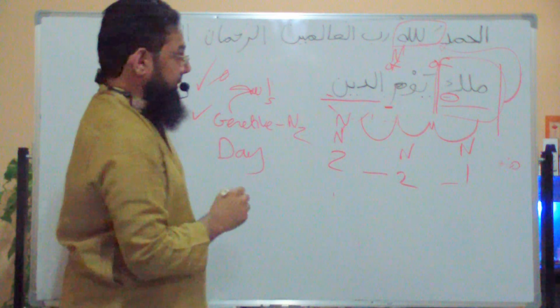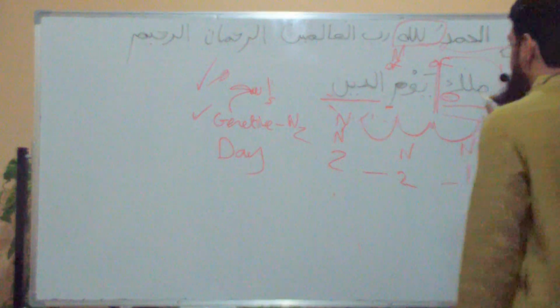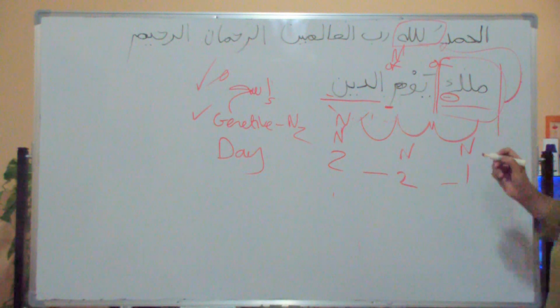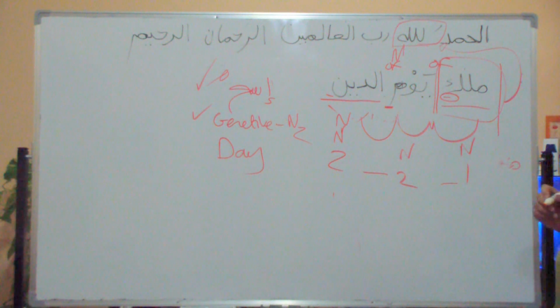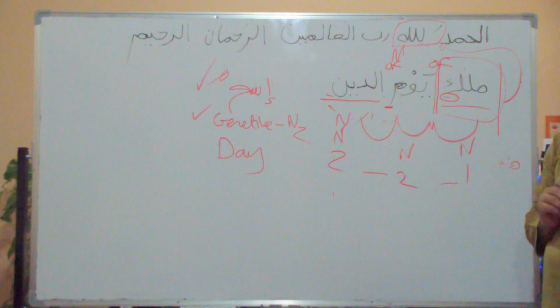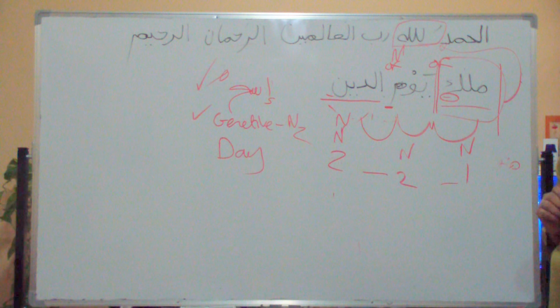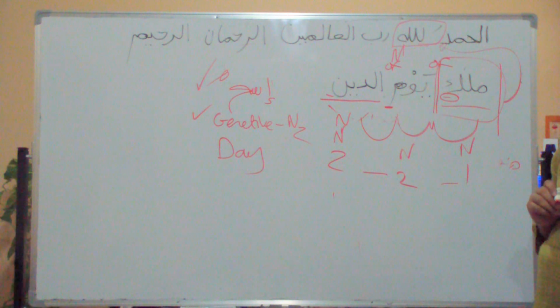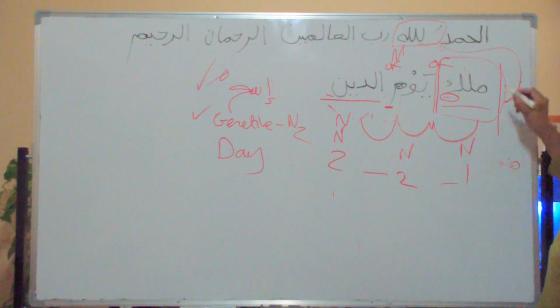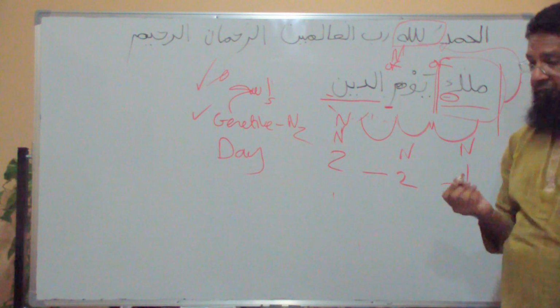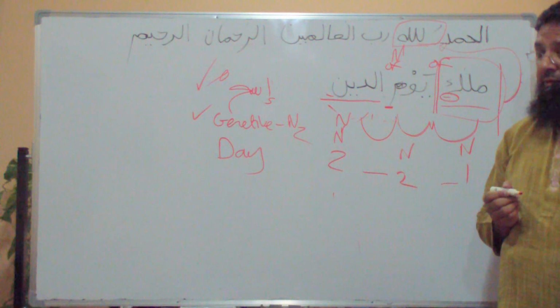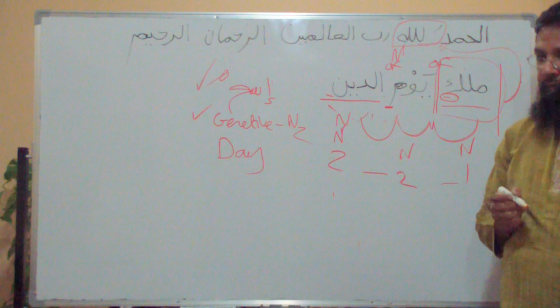Now my question to you is noun 1 definite or indefinite? Definite. Why is it definite? Because Malik, because it's... It doesn't have al on it. Then it should have al. Why is there no al? Because of the rule that we should. What rule?